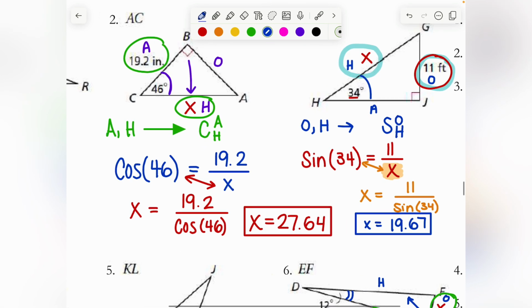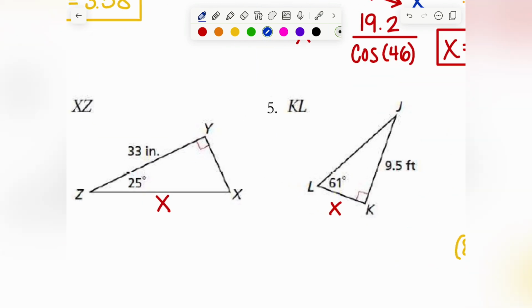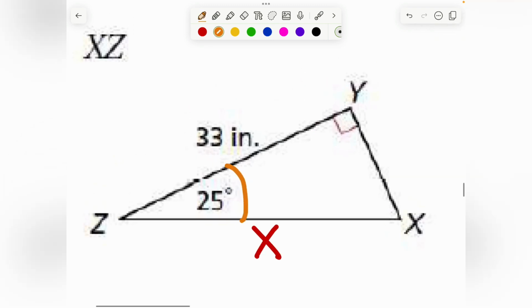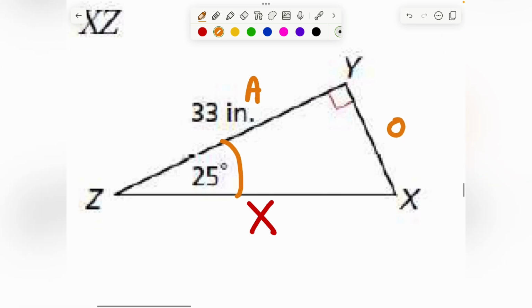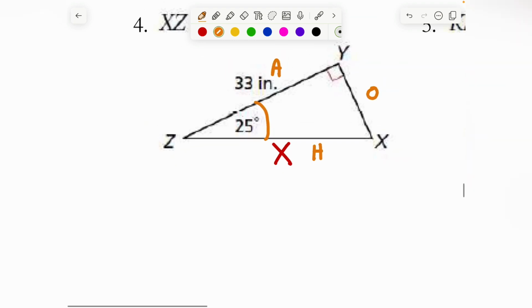All right. I'll do one more with you here. Let's see. All of these look like they're 25. So let's see, this is adjacent, this one is opposite, and I'm looking for the hypotenuse. Okay. So I have the adjacent, I'm looking for the hypotenuse. That one is cosine, CAH.